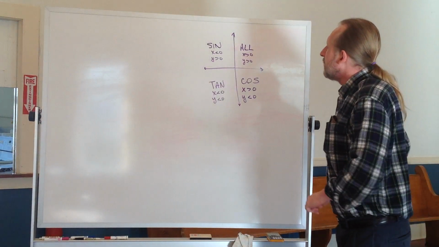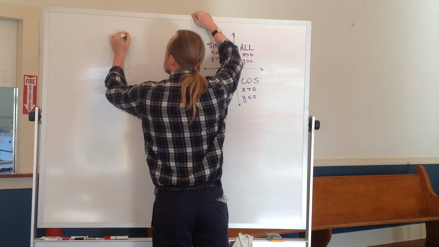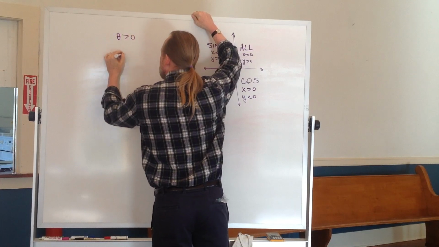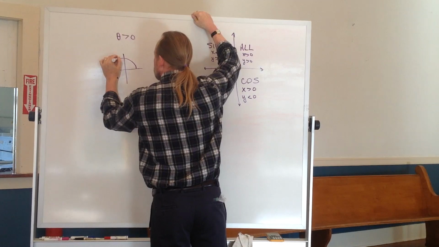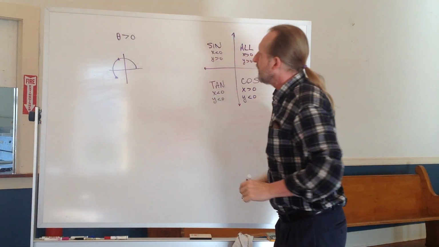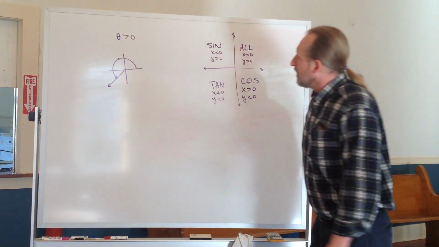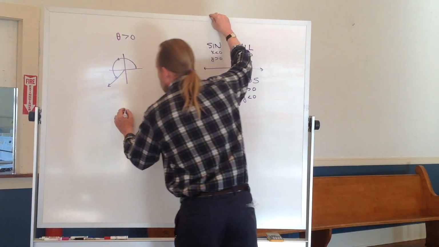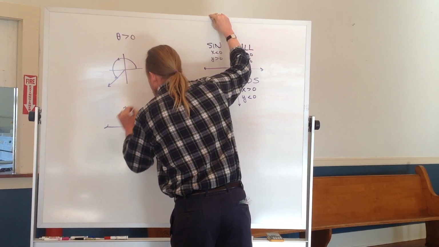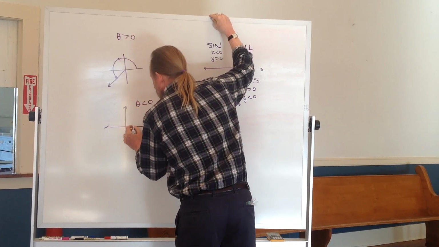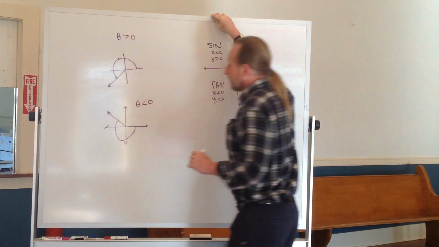Okay, so if we have a negative angle, so positive angles rotate in a counterclockwise direction, right? And I'll put the edge of the angle there. Now, negative value angles, theta less than 0, are going to rotate in the opposite direction.